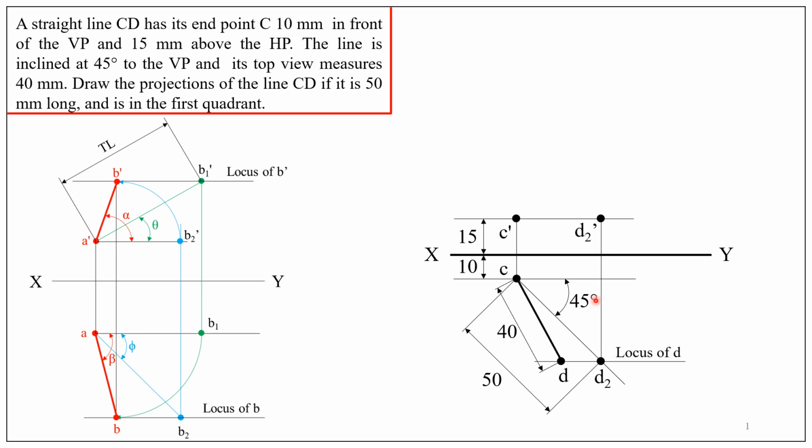So this C dash D2 dash is similar to A dash B2 dash. It is the front view of the line when it is assumed to be parallel to HP and 45 degrees to the VP.